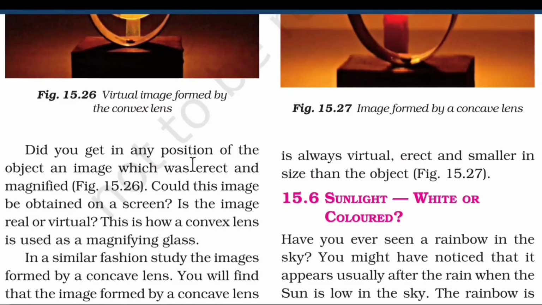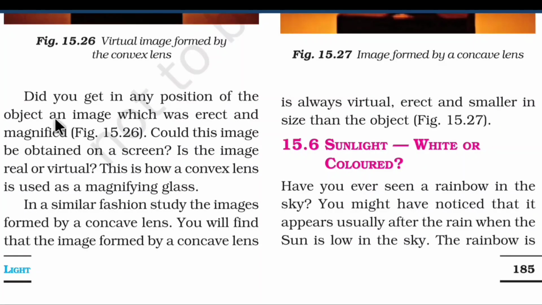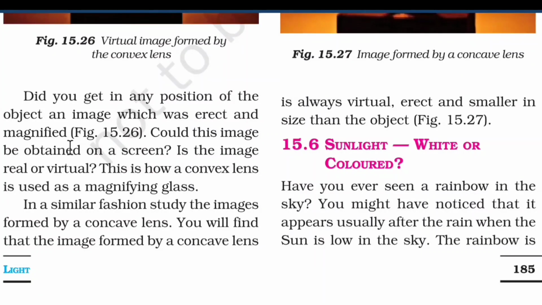Did you get any positions of the object for which the image is erect and magnified? Now there are some questions. Did you get in any positions of the object an image which is erect and magnified? Yes, for a single case we got one erect image, that is when we have placed the object very close to the convex lens, we got an erect image, and of course it is highly magnified.